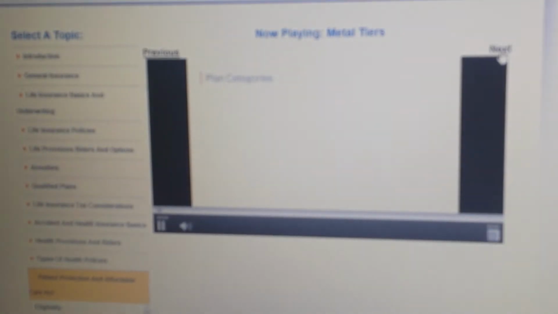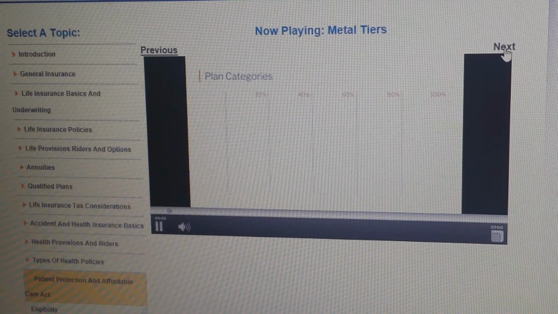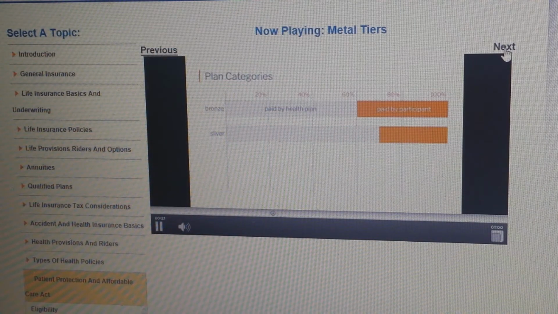Metal tiers. The Affordable Care Act has several different plan categories. Each one has the name of a precious metal. For example, at the bronze level, the health plan will pay up to 60%, and after the 60%, the participant is paying the balance. The second level is silver. The health plan pays up to 75%, and then the insured pays the balance, or 25%.